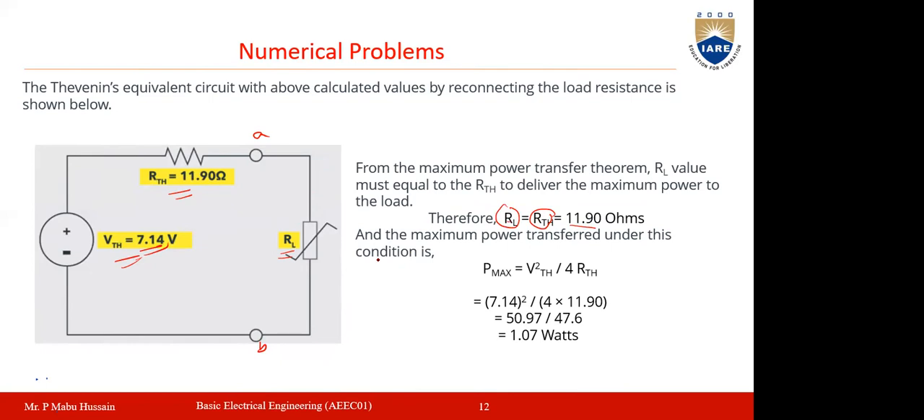In such a case, maximum power will be delivered, and the amount of maximum power will be P max, which is VThevenin square by 4 RTH. VThevenin is 7.14, so 7.14 whole square by 4 into RThevenin, which is 11.9. If you solve this, the maximum power delivered to the load under the maximum power transfer condition will be equal to 1.07 watts. So this is how you can determine the maximum power delivered to the load, by using the maximum power transfer theorem as well as Thevenin's theorem. Without Thevenin's theorem, you cannot determine it here.